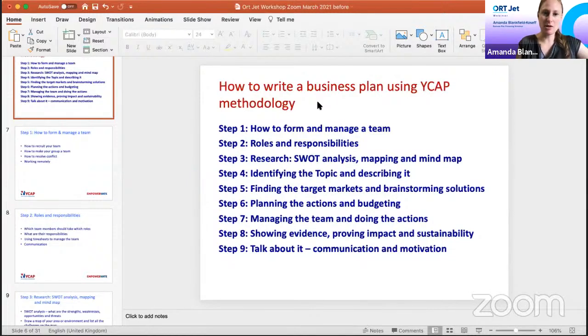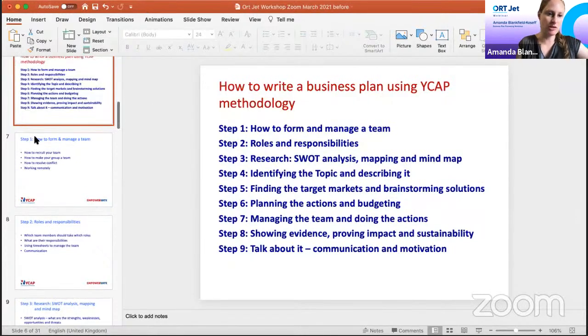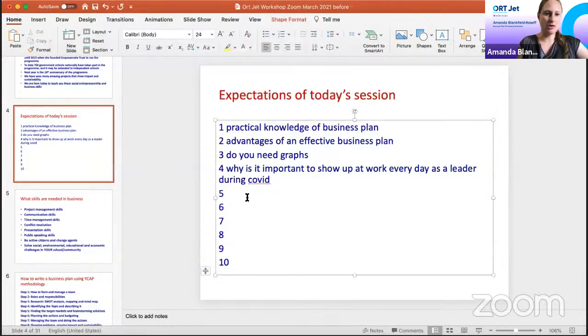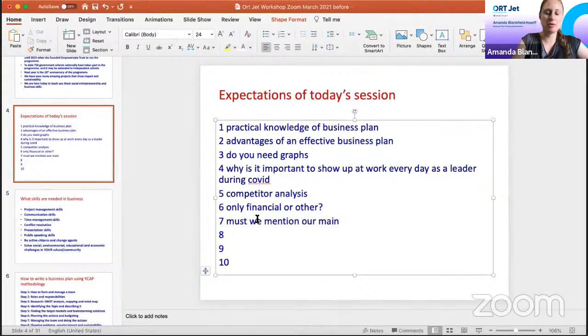Okay, so someone has asked about measuring up against business cases. Okay, let me just type this into the expectations. Measuring up against business cases. So I suppose competitor analysis. Then the other one is it's mainly about financial things or other things. And then is it necessary to mention our main target in our business plan? Look, we almost got to 10.